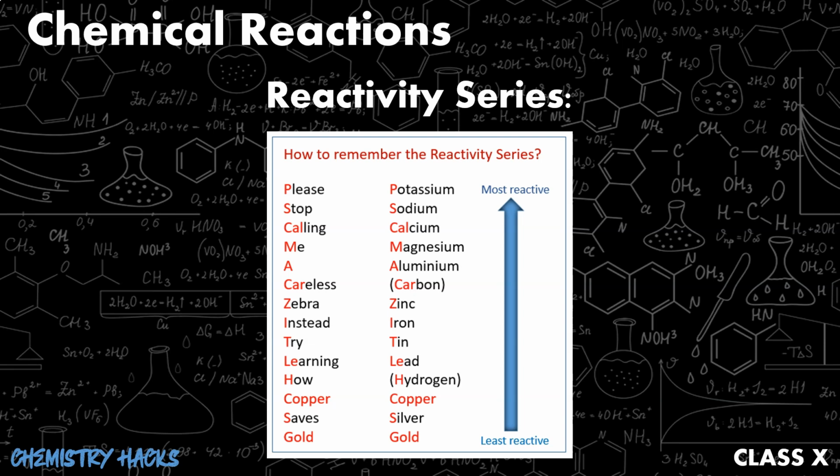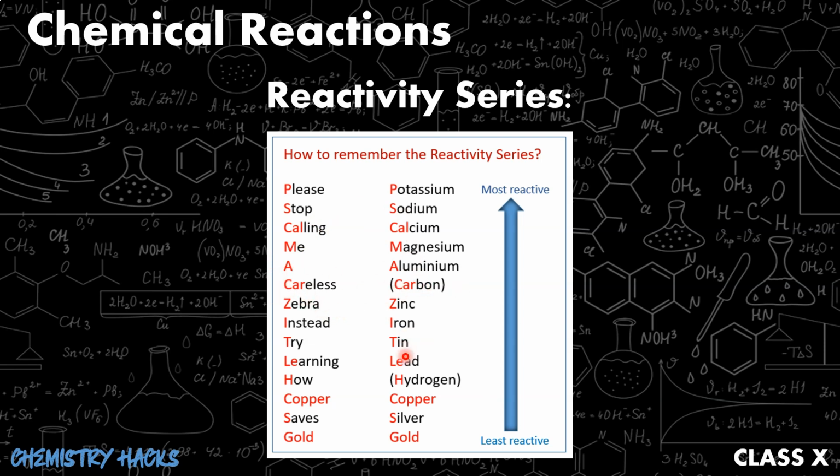So please stop calling me a careless zebra. Instead, try learning how copper saves gold. So based on the reactivity series here, we have potassium, sodium, calcium, magnesium, aluminum, zinc, iron, tin, lead, copper, silver, gold, from most reactive to least reactive. So please, potassium, stop sodium, calling calcium, me magnesium, A aluminum.